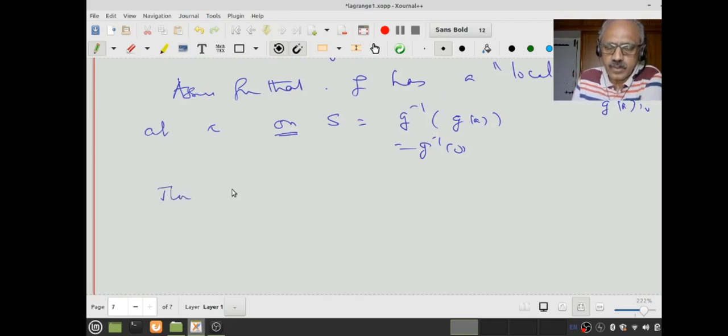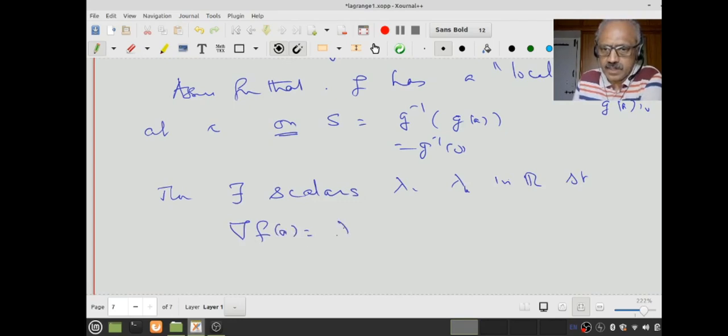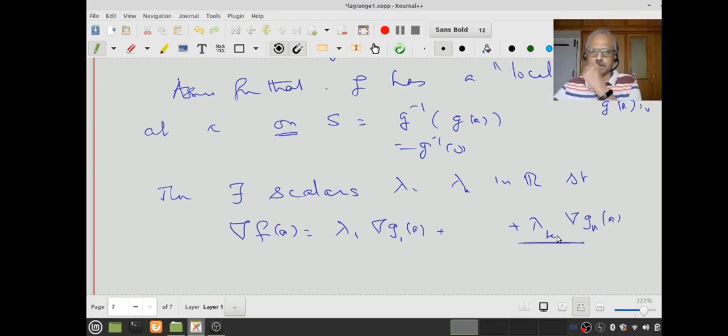Then there exist scalars lambda 1 to lambda k in R such that the gradient of f at A is a linear combination: lambda 1 gradient of G1 at A plus up to lambda k gradient of Gk at A. This is what the theorem says.